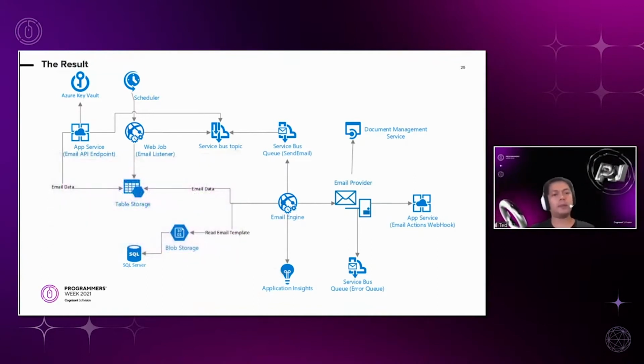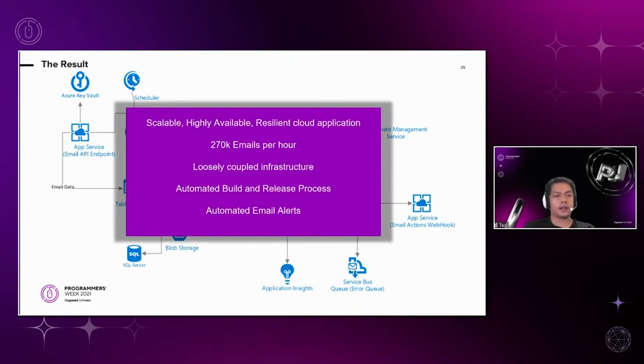So what is the outcome of this architecture? A scalable, highly available, resilient cloud application that is capable of sending 270,000 emails per hour. It is designed under a loosely coupled infrastructure and powered by an automated build and release process with automated email alerts.